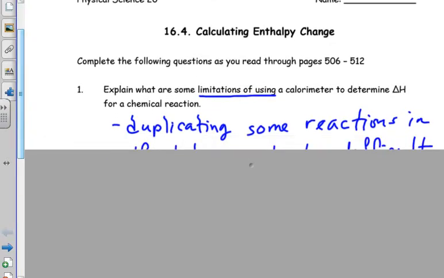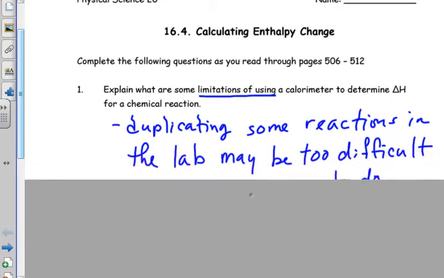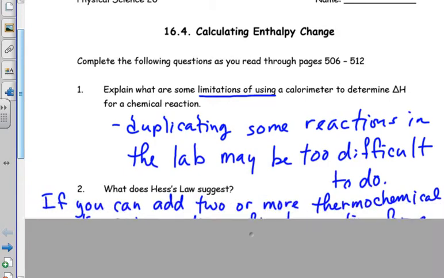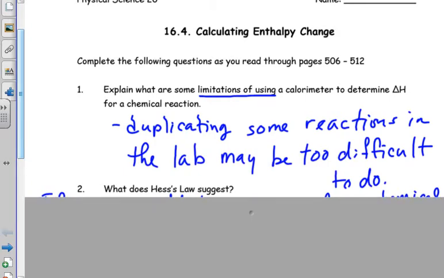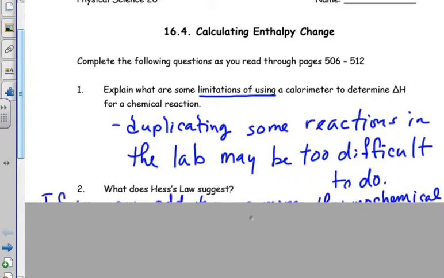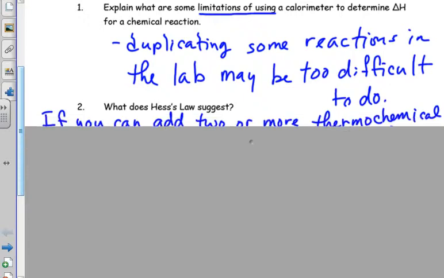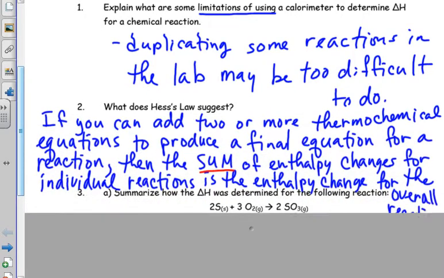Explain what are some limitations of using a calorimeter to determine the enthalpy or heat or energy for a chemical reaction. And the main thing there is that we obviously can't do every single reaction in the lab or try to duplicate it. So they may be too difficult to do. They also may be too dangerous to do. So there has to be another way of determining how much heat is involved in a reaction without actually physically doing the experiment. And that kind of leads to something referred to as Hess's law.